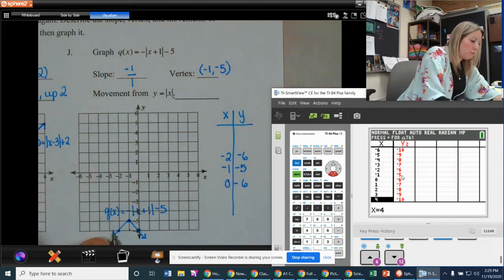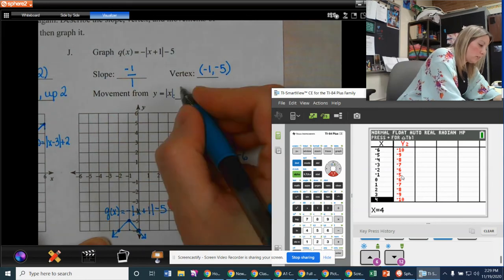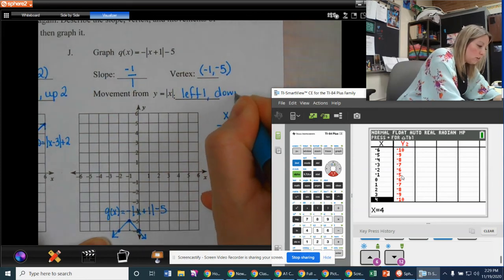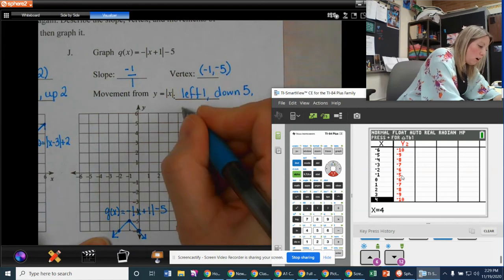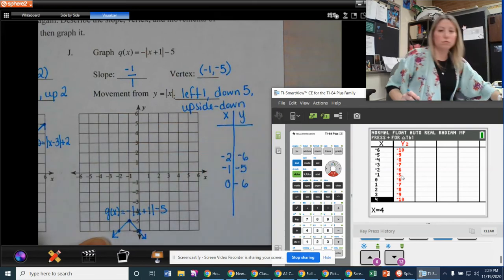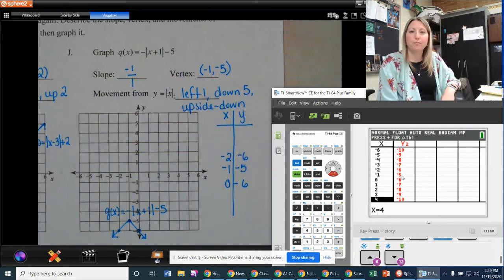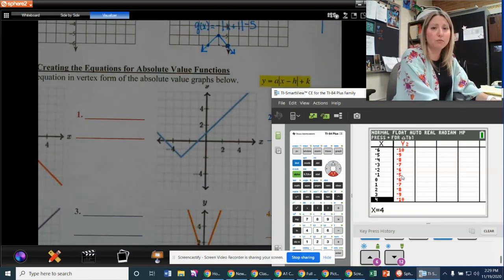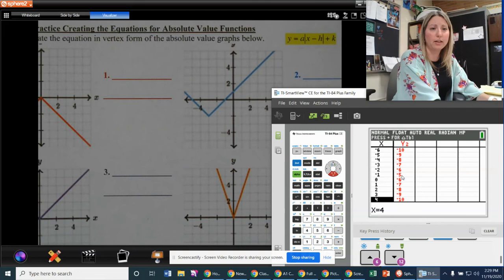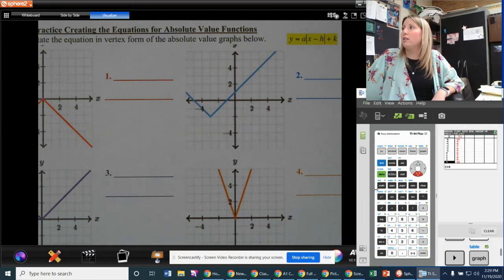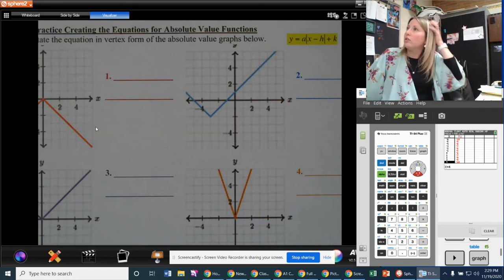And what's the movement from this? Well, we went left 1, down 5, and upside down. There you go. That's what we're looking at, okay? Now, if I give you the graph, you should be able to plug into this and write the equation, okay?